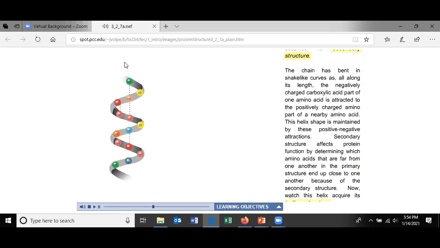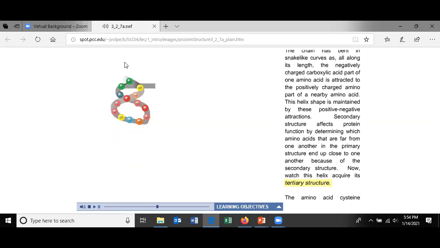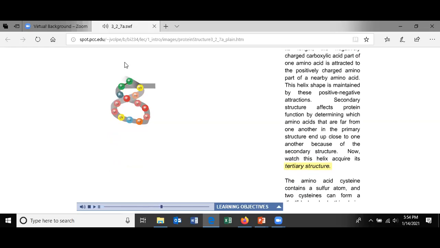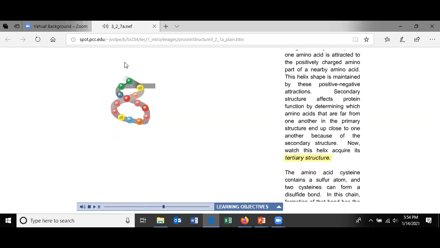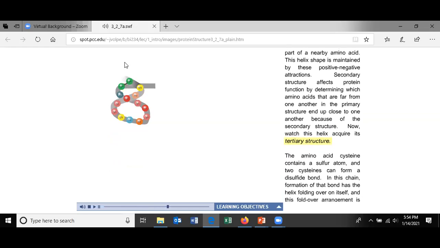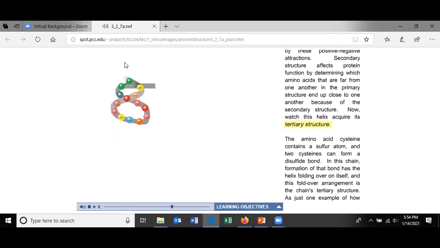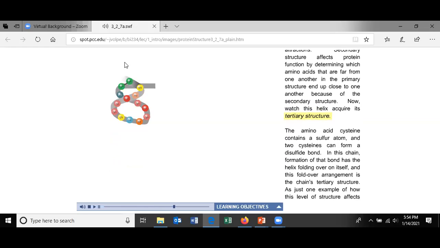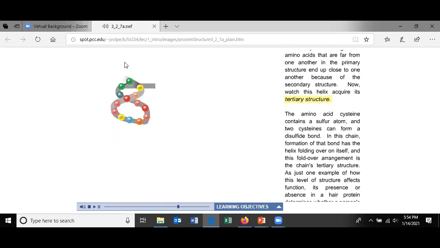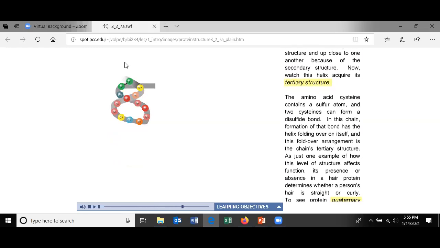Now watch this helix acquire its tertiary structure. The amino acid cysteine contains a sulfur atom, and 2 cysteines can form a disulfide bond. In this chain, formation of that bond has the helix folding over on itself. And this fold-over arrangement is the chain's tertiary structure. As just one example of how this level of structure affects function, its presence or absence in a hair protein determines whether a person's hair is straight or curly.